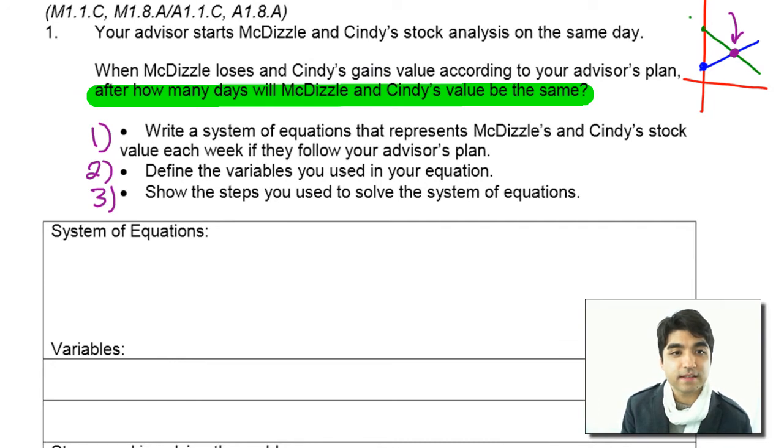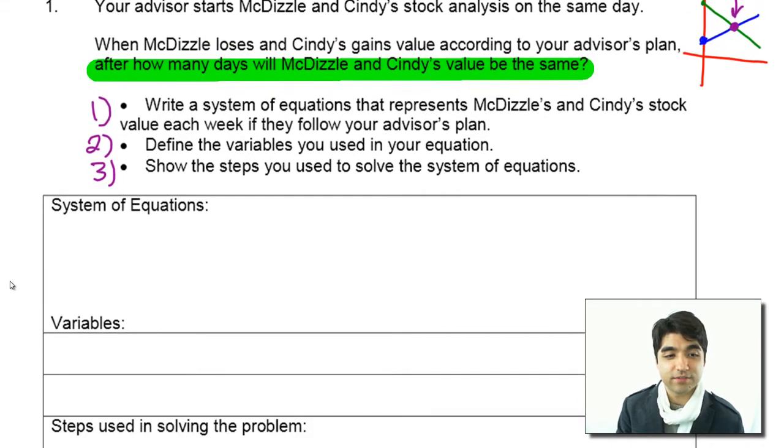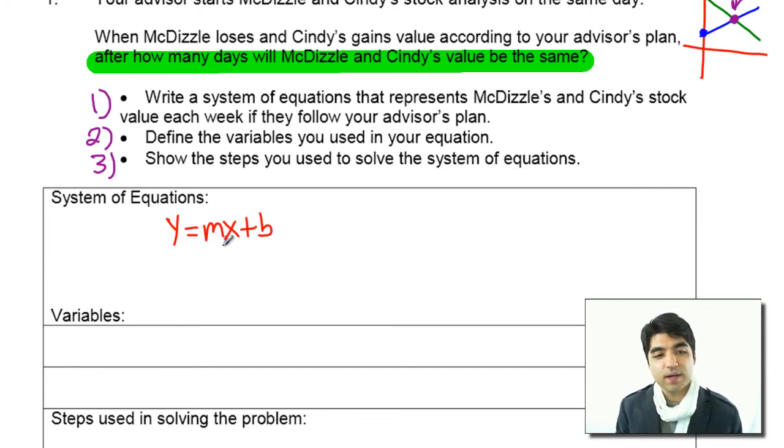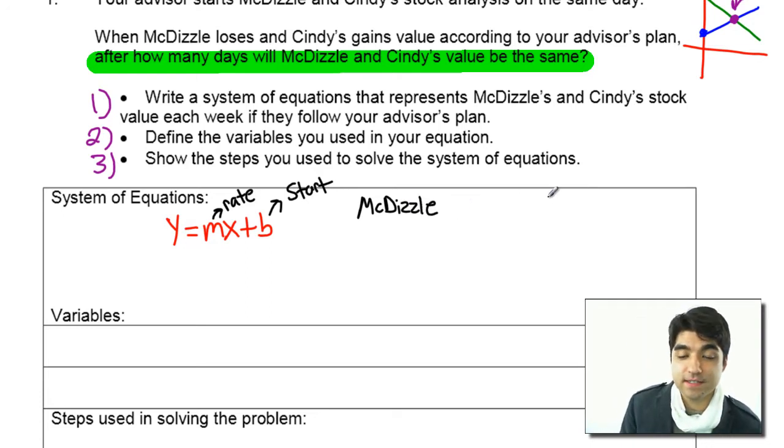Now if you look at this, we have a starting value and we have some rate. So this is our rate and this is our start. Same thing with Cindy's. We got a starting value and a rate. So the equation that uses a starting value and a rate is y equals mx plus b. So the b is what you start with, and the m is your slope, or you can call it your rate. So if we set up two equations, one for mcdizzle and one for Cindy's.